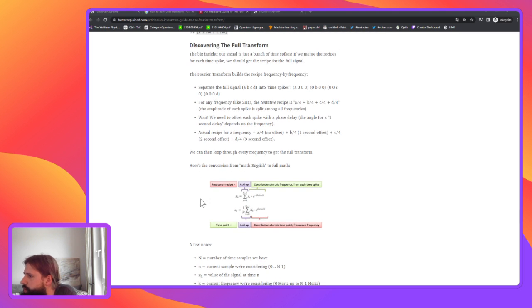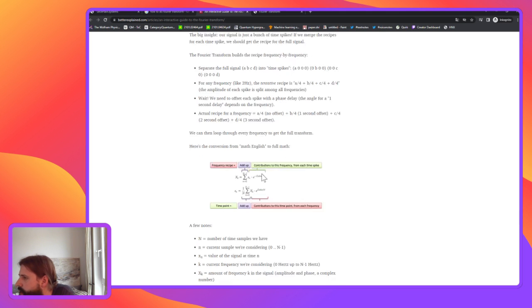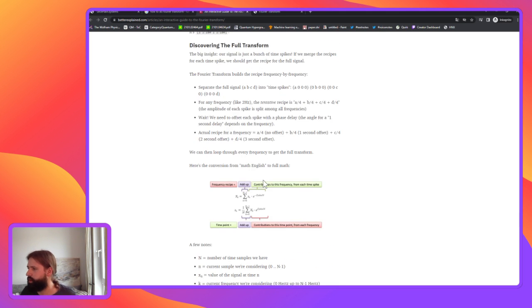Discovering the full transform frequency recipe. Add up contributions to this frequency from each spike. I get it. Okay. Yeah, I think I get what this means.